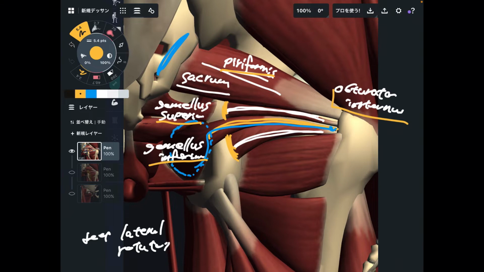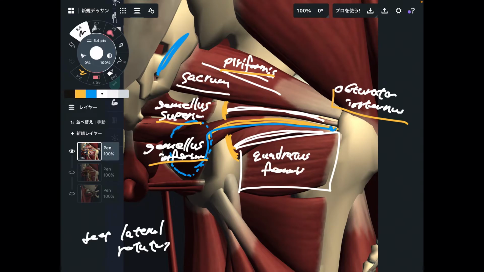Let me explain one more muscle from this picture. This is quadratus femoris. It's slightly wider than other muscles, right? Quadratus means rectangular shape. Indeed, it is rectangular. It originates from ischium like this. I explained 5 muscles so far: piriformis, gemellus superior, gemellus inferior, obturator internus, and quadratus femoris.